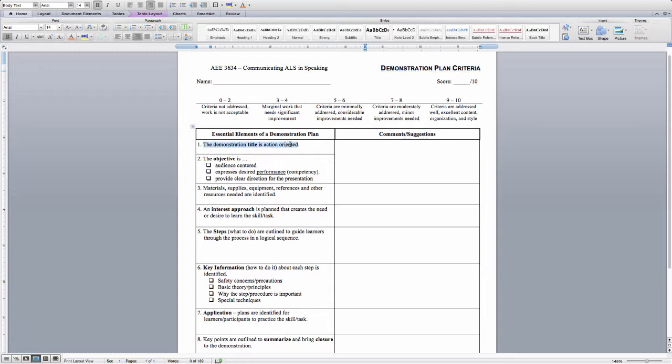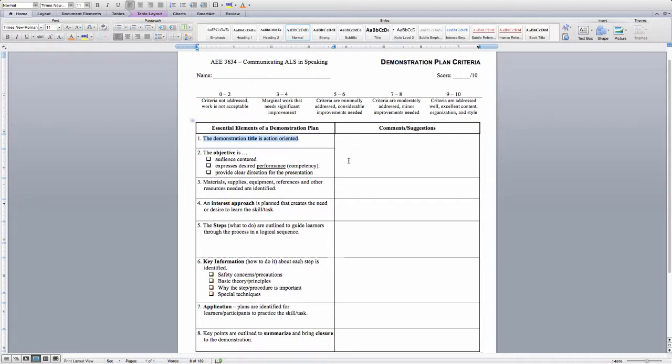Is the demonstration title action oriented? By the way, your title needs to be action oriented. Like it needs to have a verb and an adjective and convey some sense of what we're going to be doing or learning. You can't just call it like shot. It makes you sound like Little John. Anyway, and then the objectives, are they audience centered? Are they written in terms of what the audience is going to learn, or did you write it like what you're going to do? Because that's wrong.